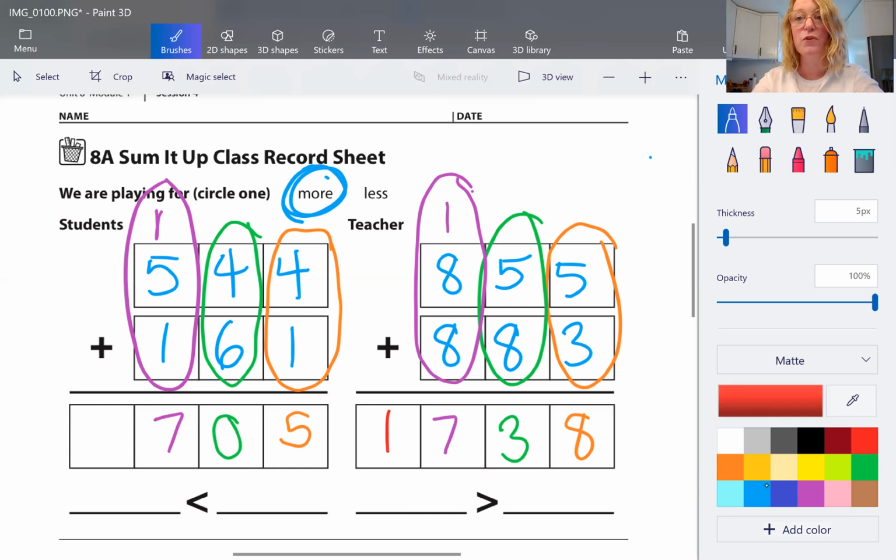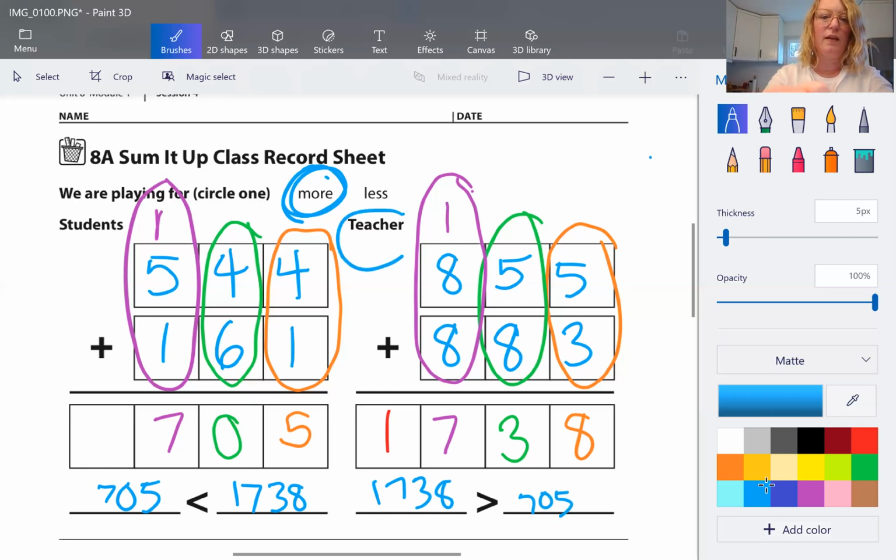But remember, there's 2 rounds you can play, so don't worry. You'll probably win the next round. But we're not quite done. We have to finish down here. There's 2 statements that we need to finish. Is less than. So we put the smaller number here and then the bigger number. So we would write 705 is less than 1,738. And then on this side, it is the opposite. We're going to say is greater than. So we say 1,738 is greater than 705. And teacher won that game.